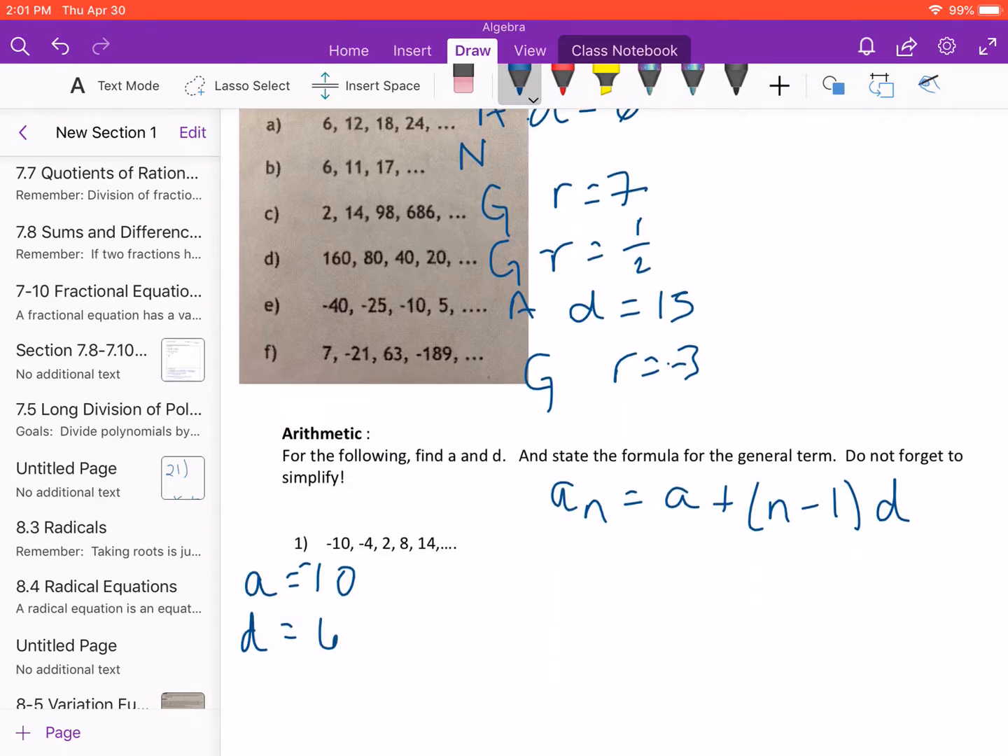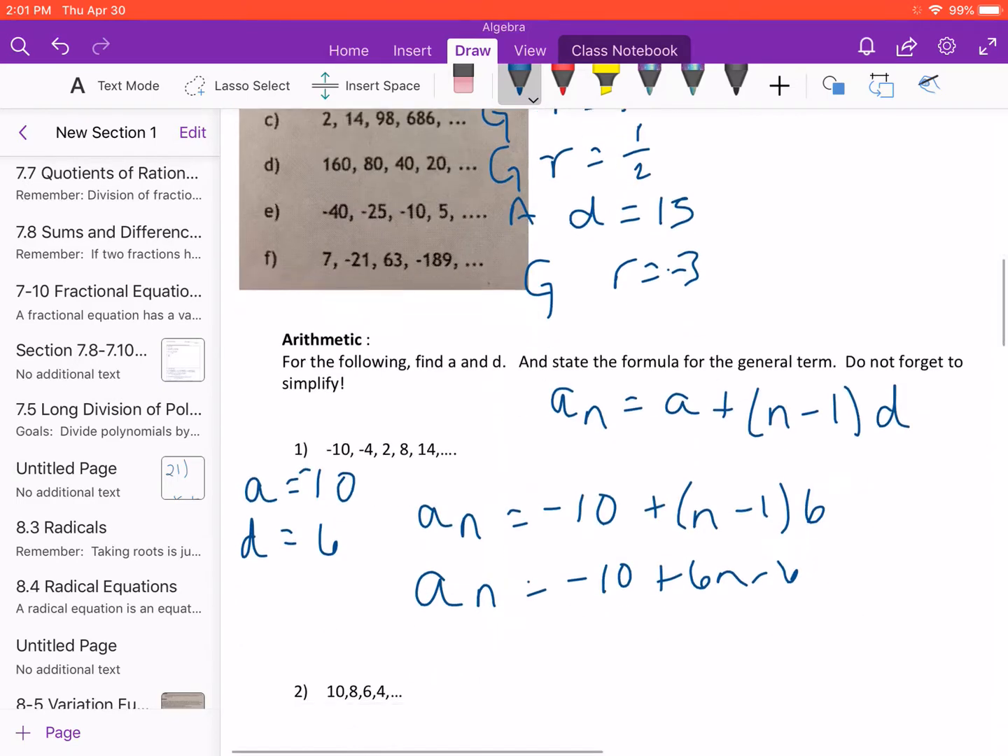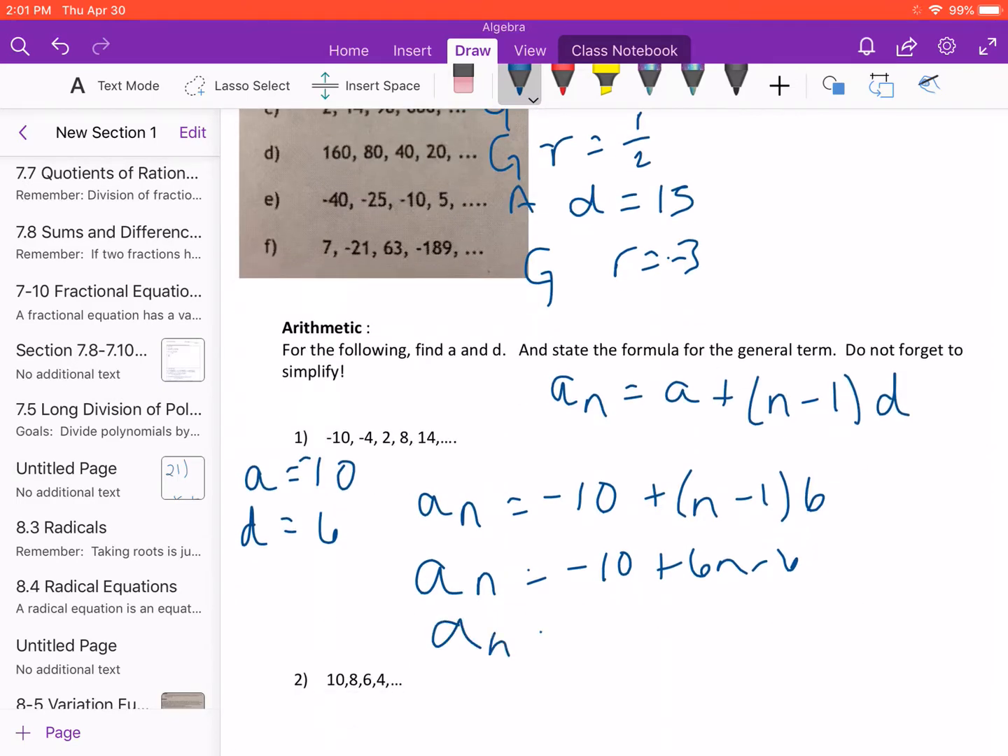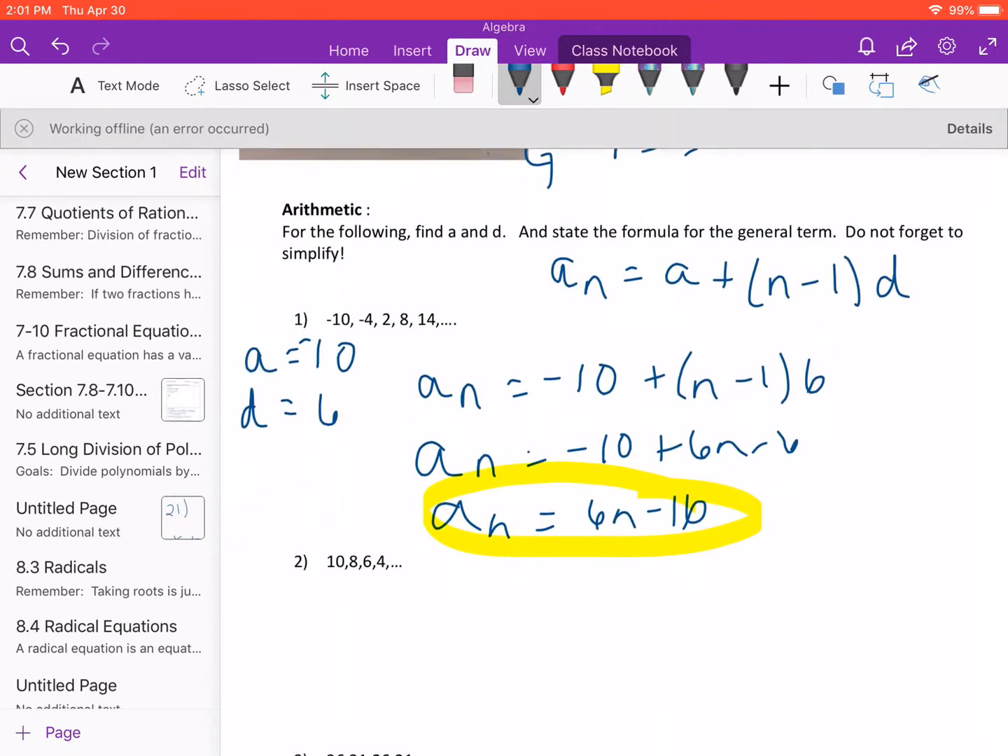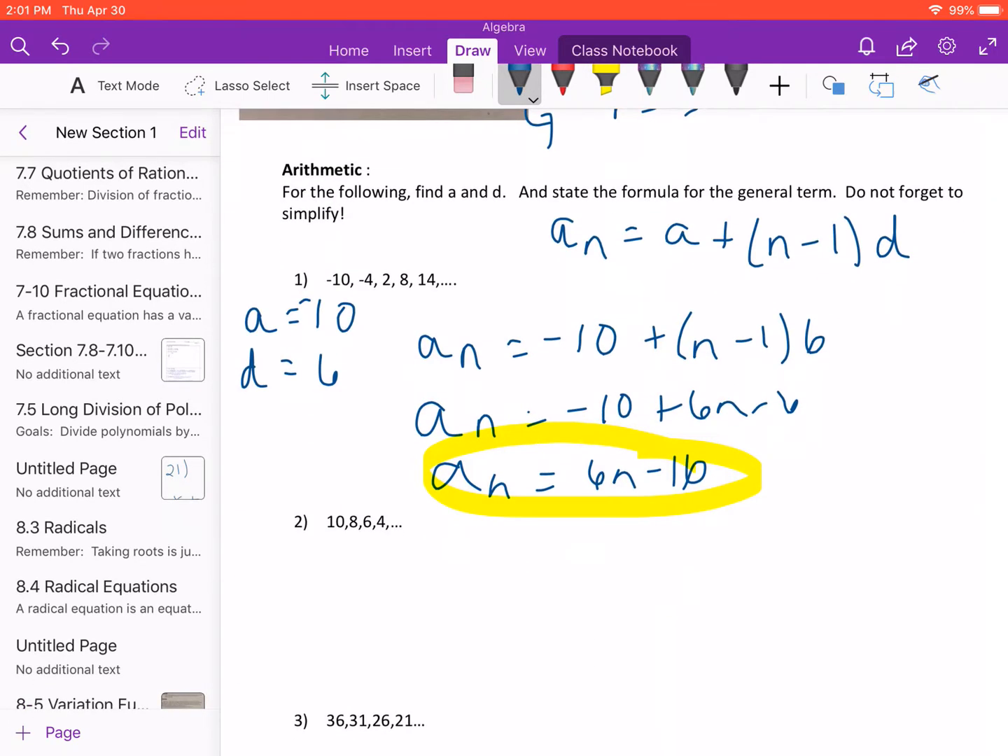So we're going to take those two values and put them into the original equation. A sub n equals negative 10, which is our A, plus, in parentheses, n minus 1 times our D, which is 6. Go ahead and simplify. We have negative 10 plus 6n minus 6. And simplify one last time. A sub n equals 6n minus 16. And that is our formula for the general term. And that's as far as you have to go.